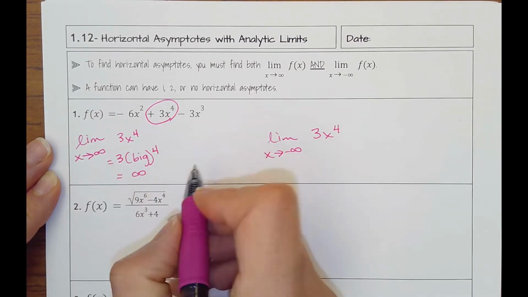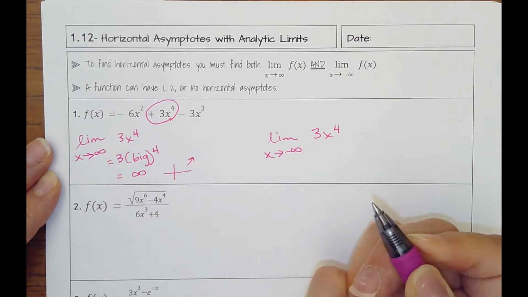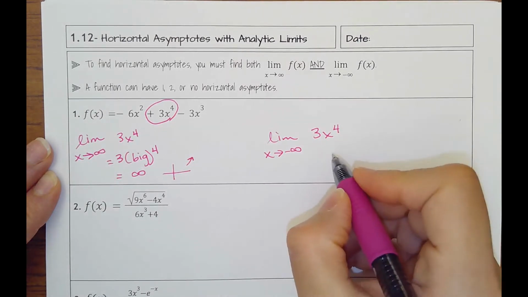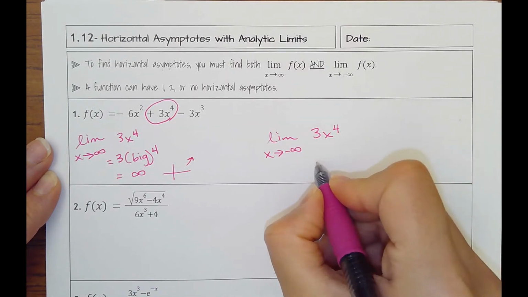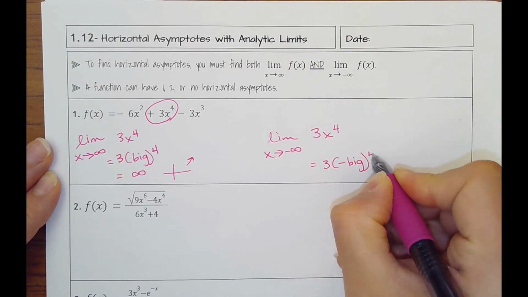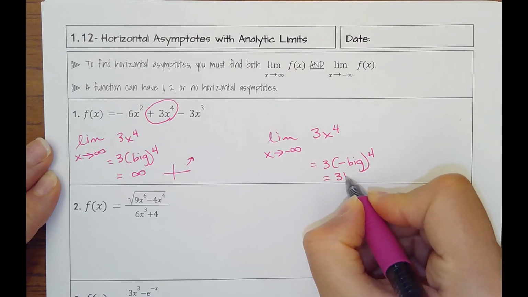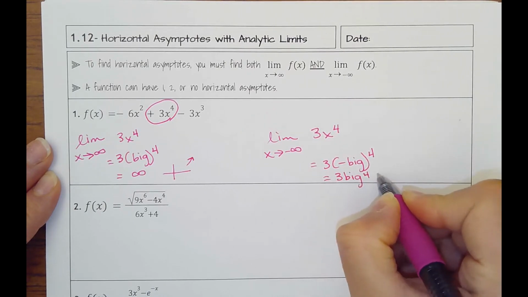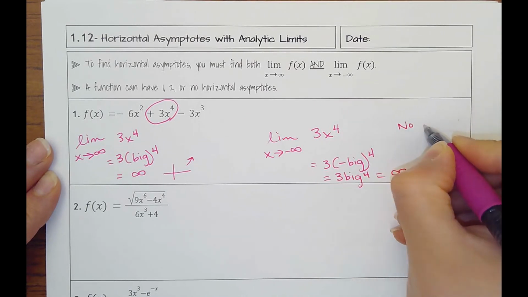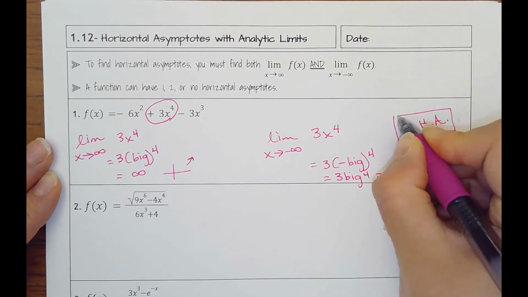That means that as we're going to the right, this end behavior is going up forever, which means it never will reach an asymptote. All right, for the other one, we'll have 3 times a negative big number to the fourth power. That would get a positive as well, so 3 times a big number to the fourth will still be a big number. So this one has no horizontal asymptotes, or none.